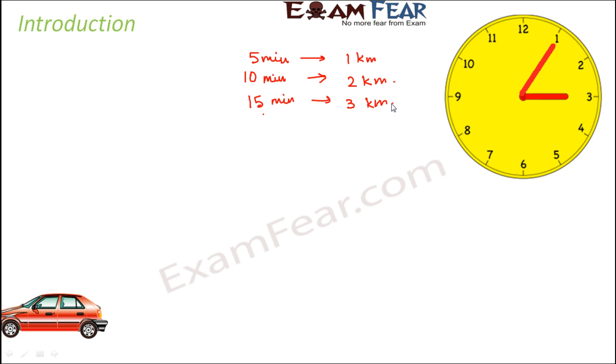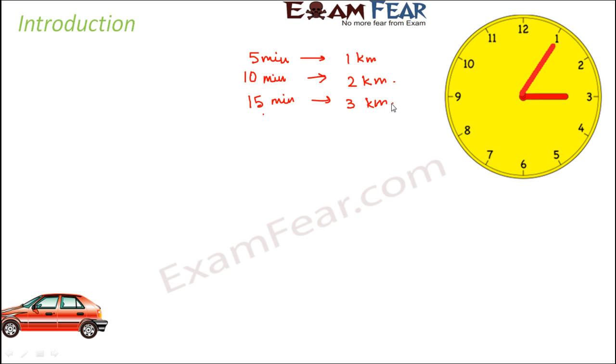Now, since the car is always traveling with the same speed, it is not the case that sometimes the car might travel fast and sometimes slow. That possibility is ruled out. The car is always traveling with the same speed. Now, if you ask the car to travel for 1 hour, it will cover more kilometers. If you ask the car to travel only for 5 minutes, it will cover fewer kilometers. So as the time increases, the distance also increases.